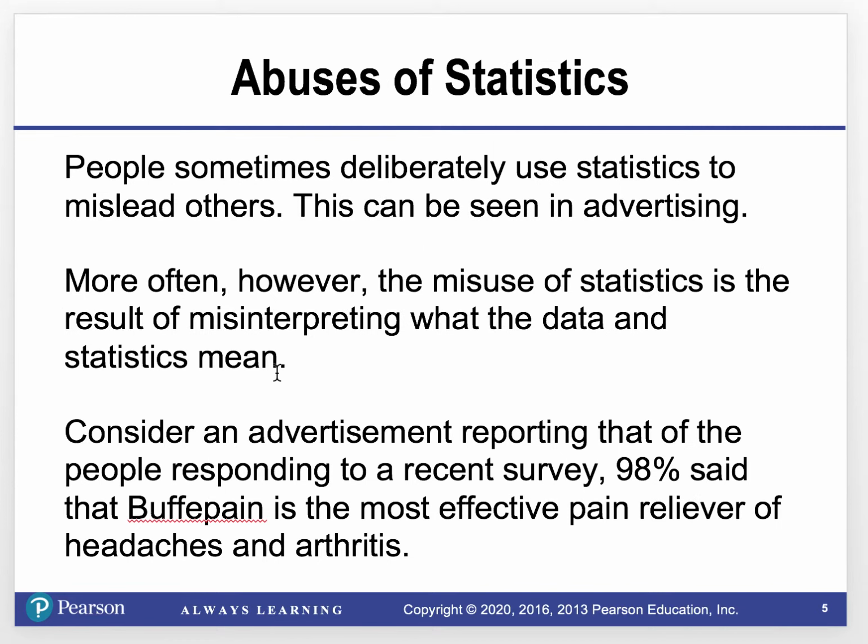People sometimes deliberately use statistics to mislead others, and this can be seen in advertising and politics. More often, however, the misuse of statistics is the result of misinterpreting what the data and statistics mean. So we have to be really careful about these things. So consider an advertisement reporting that of the people responding to a recent survey, 98% said that Bufopain is the most effective pain reliever of headaches and arthritis.